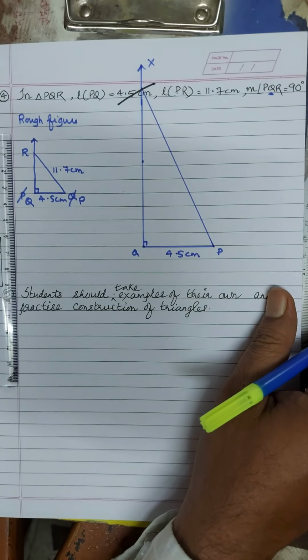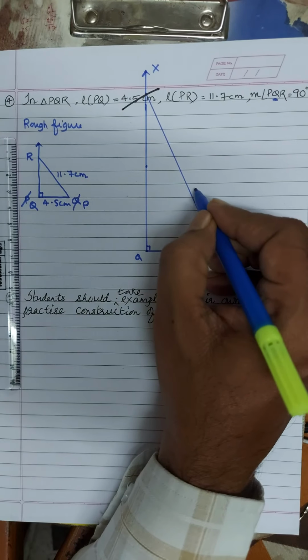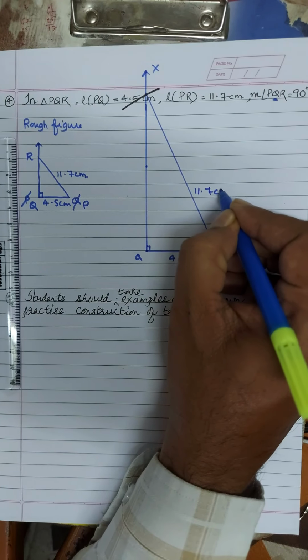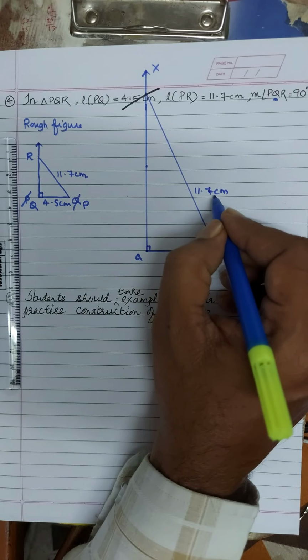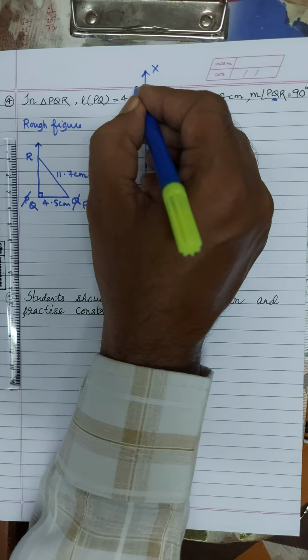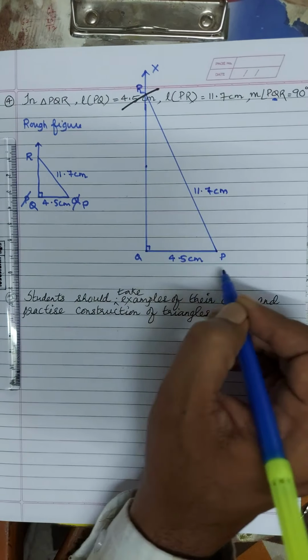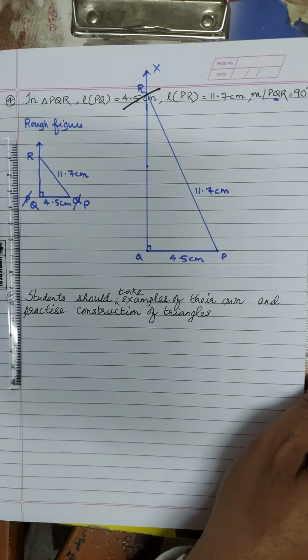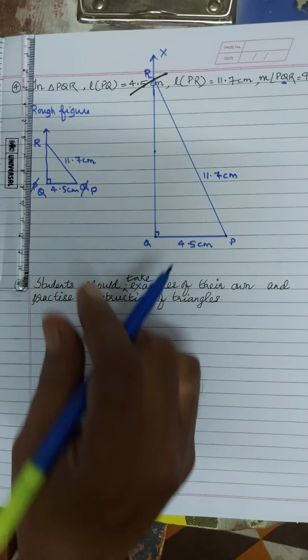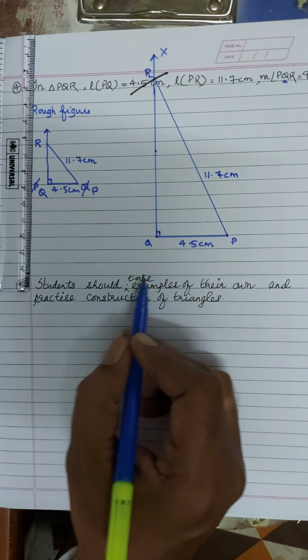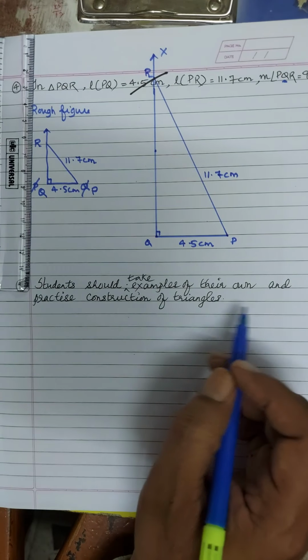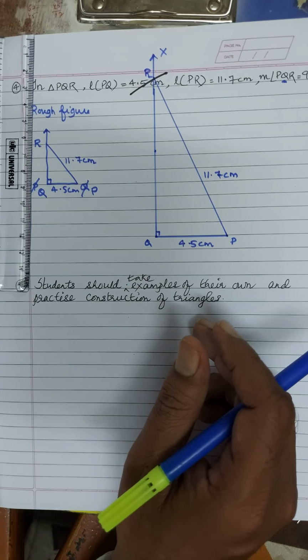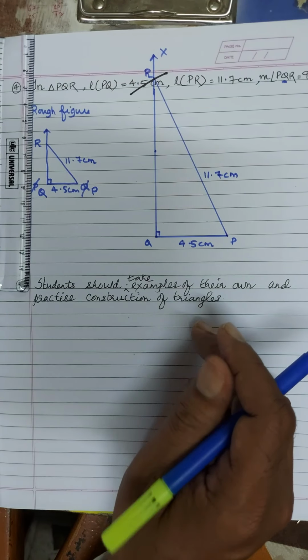Okay, so this is a right angle triangle, we got the required triangle, and we have taken the measurement 11.7. You need to take exactly 11.7 centimeter. And this is nothing but your R. So this is the required triangle PQR. Now this last question is very interesting, students. Students should take any example of their own and practice construction of triangles. So we'll take any example.